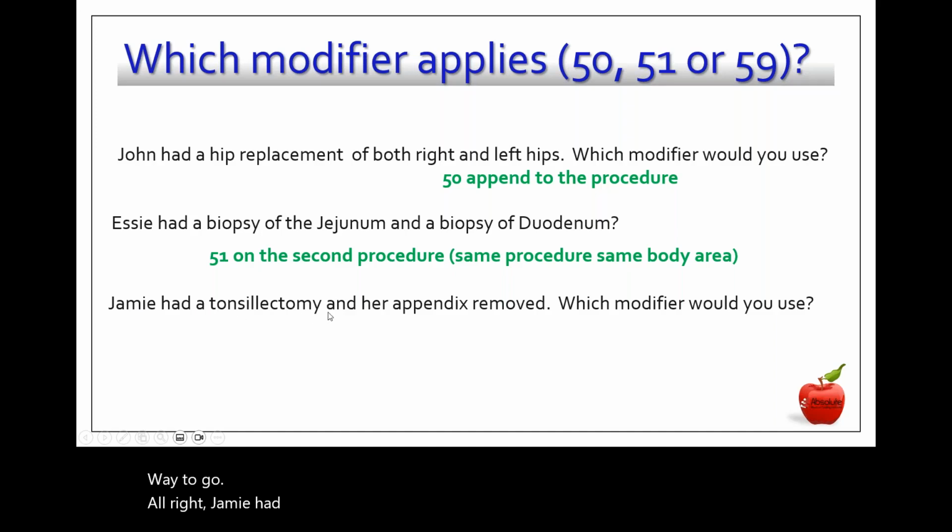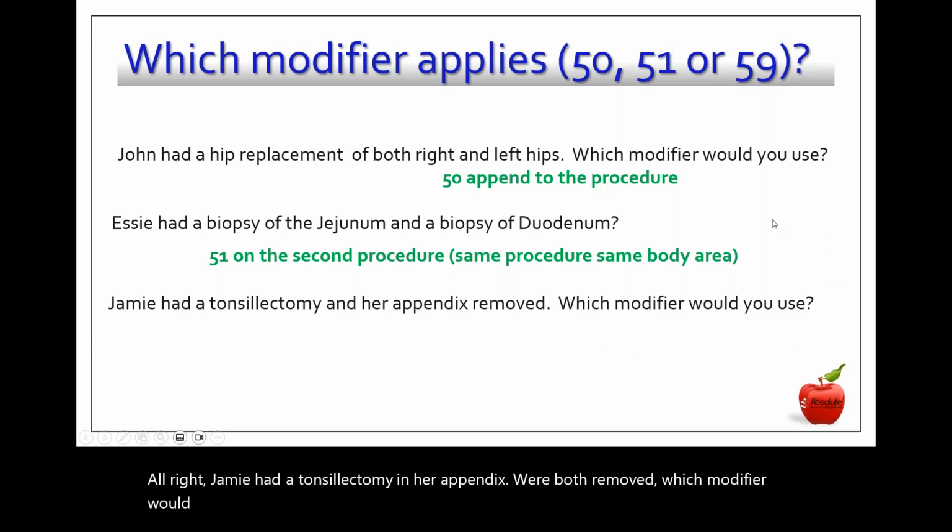Jamie had a tonsillectomy and her appendix were both removed. Which modifier would you use? And you can say why too.